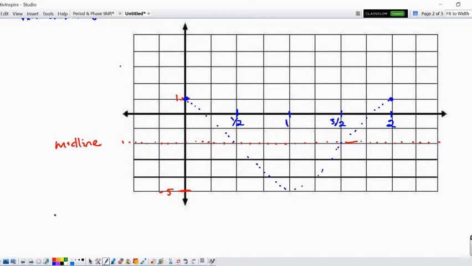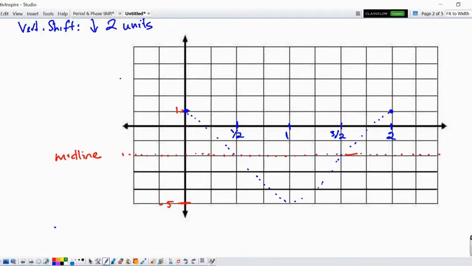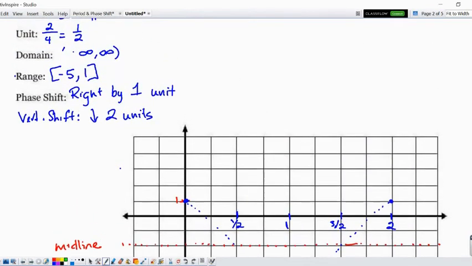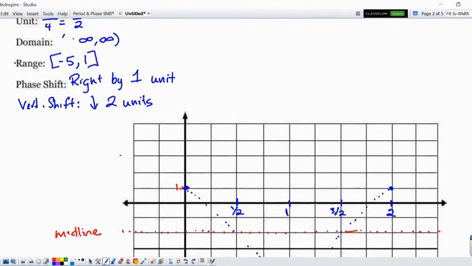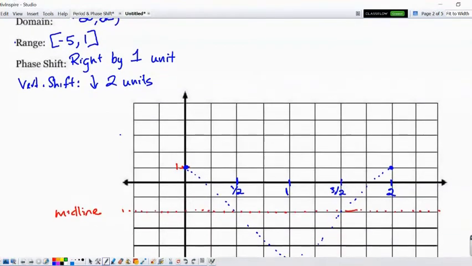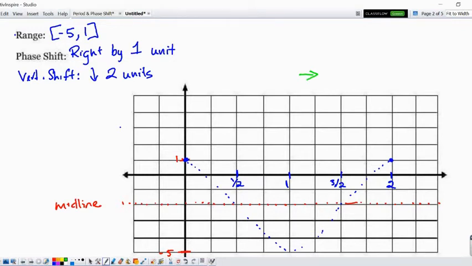But we need to shift our graph to the right by 1 unit. So what is 1 unit on this graph? It is 4 boxes. So we're going to move all these points to the right by 4 boxes, which equals 1 unit. So I'm going to take this maximum value and put it here. I'm going to take this midline value and put it here. I'm going to take this minimum value and move it over here.